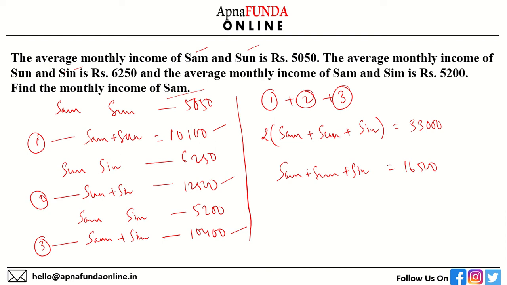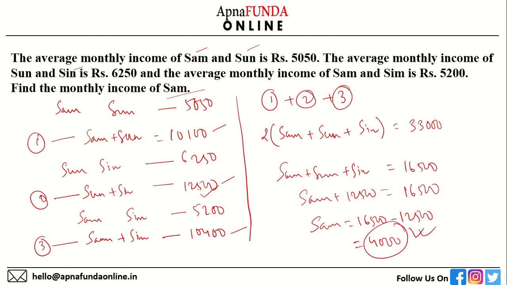I know that Sun and Sin is equal to 12,500. So can I say Sam plus 12,500 is equal to 16,500. So Sam is equal to 16,500 minus 12,500. So Sam is equal to 4,000. This is the monthly income of Sam. Simple question. I hope you have solved along with me, and this is the answer you will get.